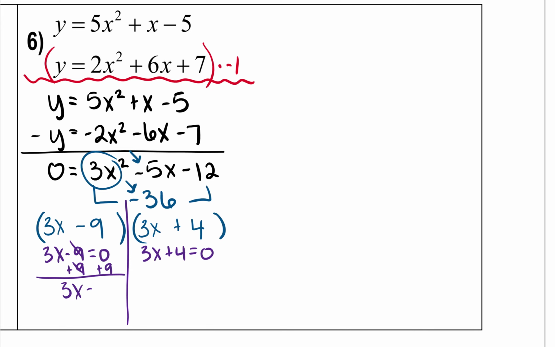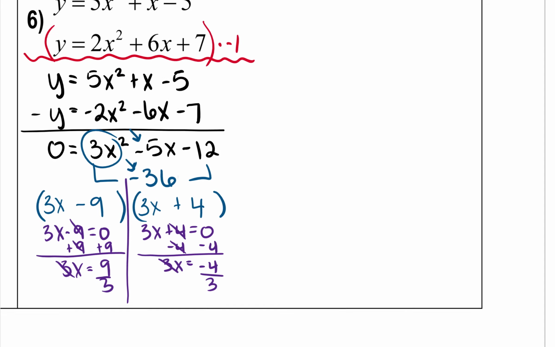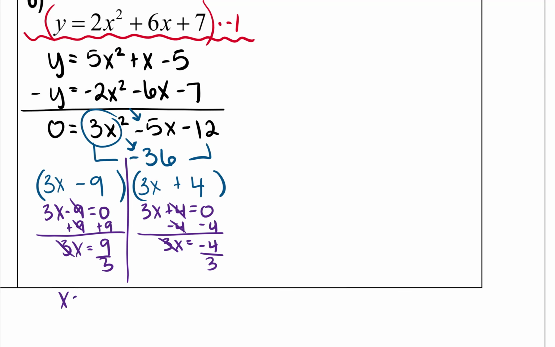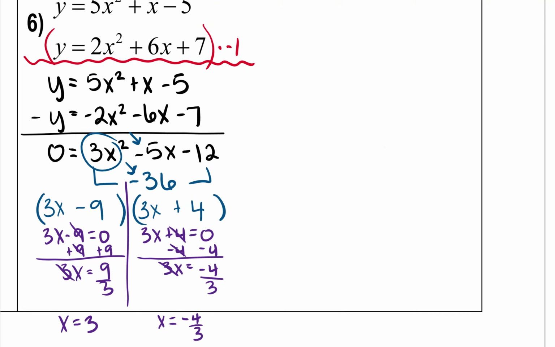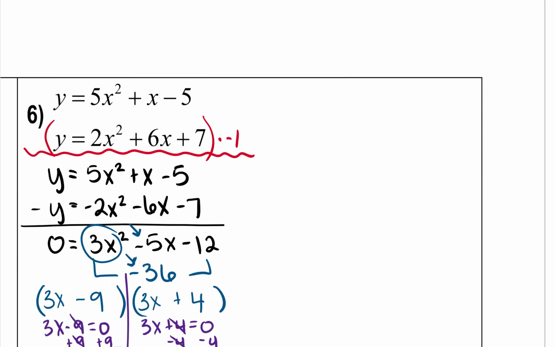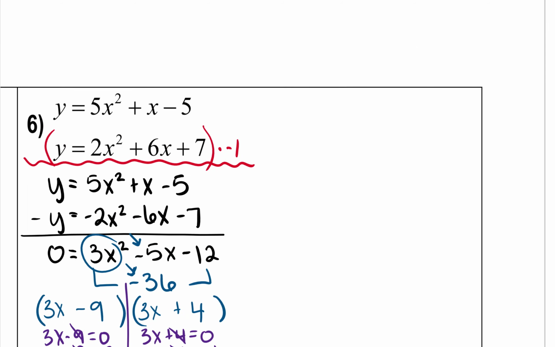So 3x equals 9. 3x equals negative 4. Divide by 3 on both of these. And so on the left side, 9 over 3 is just 3. And on the right, you cannot reduce that. So I get negative 4/3. Now I have to plug both of these in. And again, I would go ahead and just use the smaller x squared. It's just, again, smaller numbers.